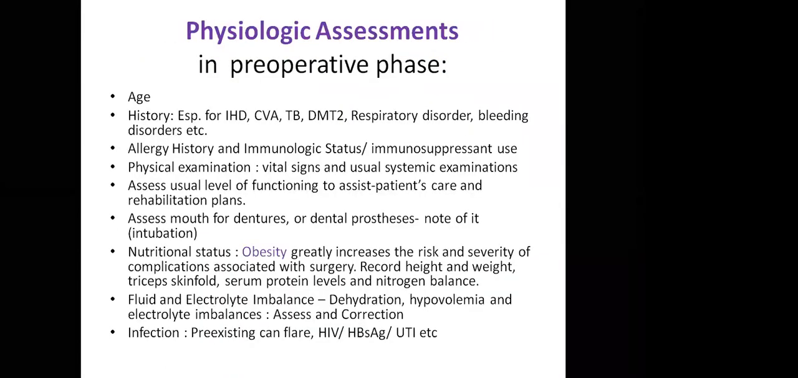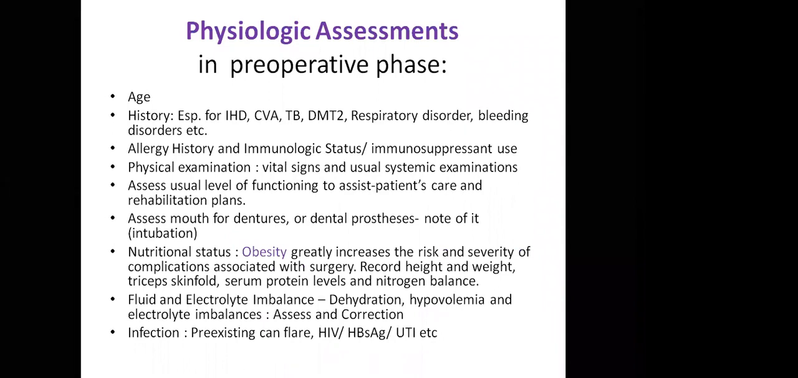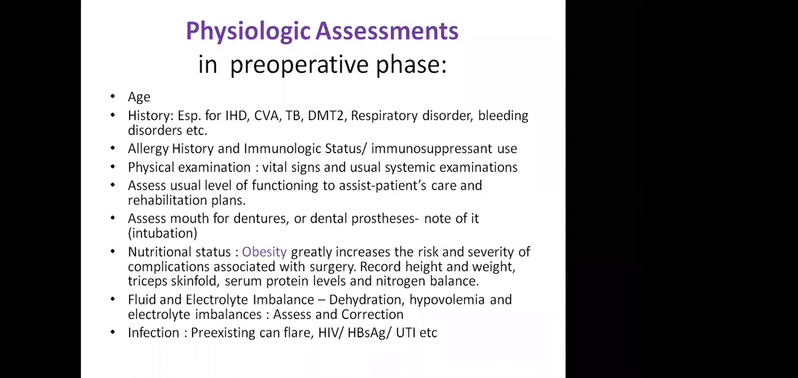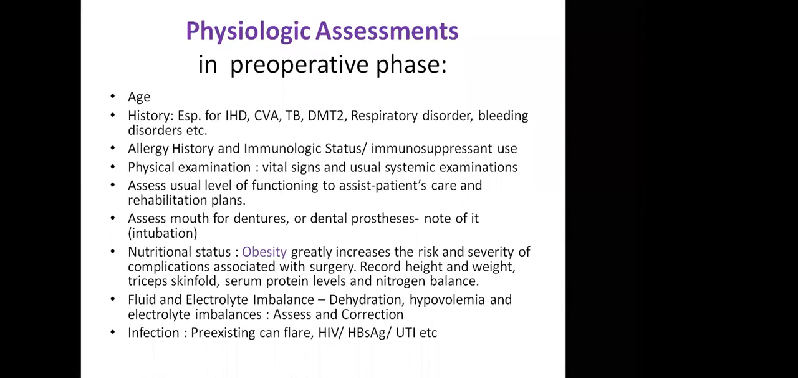So what assessments are necessary? That's physiologic assessment, that includes age, history. History is a very important part because it tells about the old diseases of the patient, general conditions of the patient. Then allergy history, immunological status, immunosuppressive status of the patient. Then physical examination, that includes vital signs and usually systemic examination. Level of functioning of the patient to assist in the patient's care and rehabilitation, knowing the patient reserve and all.